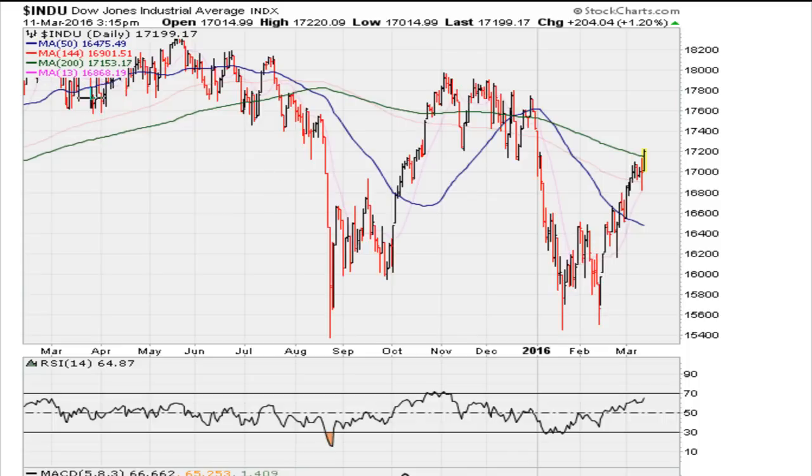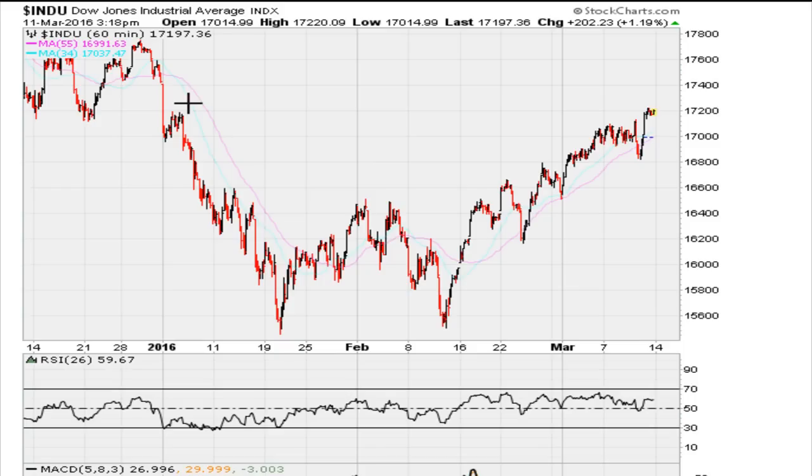Now the problem comes here because short term we are running into RSI resistance, or at least we are seeing the RSI run out of momentum. We are making a slight higher high on the Dow hourly chart, but yet the RSI is making a slight lower low, and the RSI is not moving above 61.8.